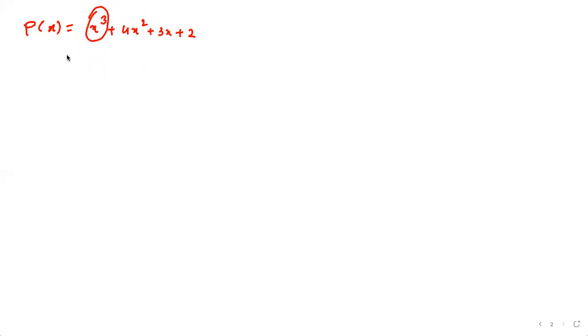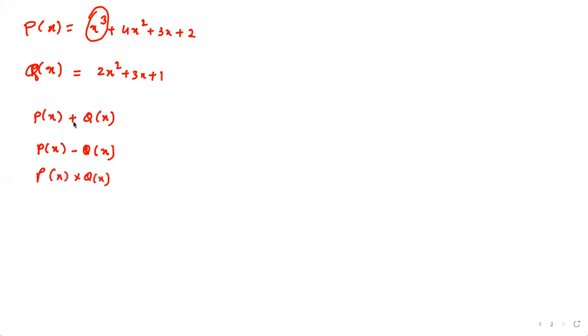Now, as far as problem solving is concerned, let's say there is another polynomial, q of x, which is 2x squared plus 3x plus 1. Now with certain basic skills, you should be able to find the sum of the polynomials, the difference of the polynomials, and multiply p of x into q of x. These are your presumed knowledge, and these are doable.